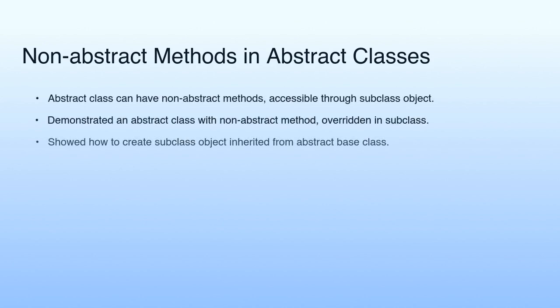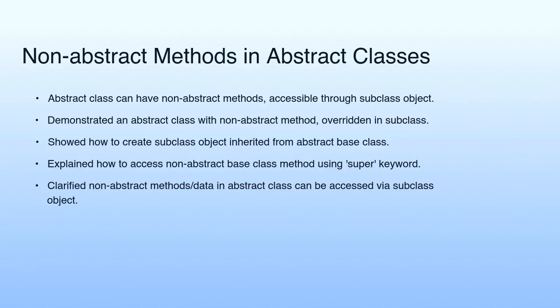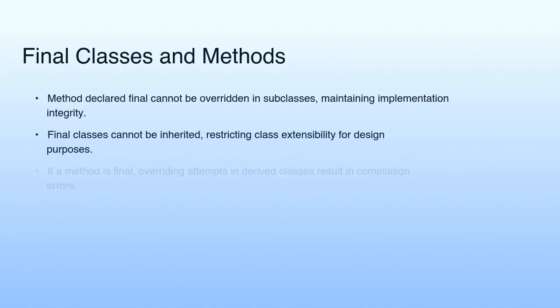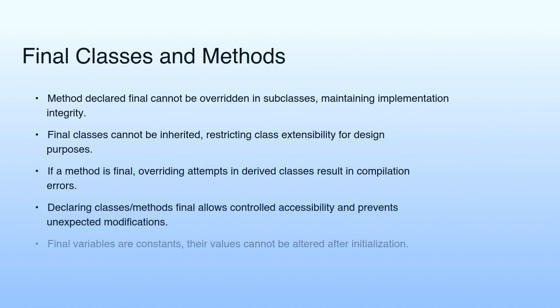An abstract class can have non-abstract methods that are accessible through the subclass object. The demonstration includes an abstract class with a non-abstract method overridden in the subclass. It shows how to create a subclass object inherited from the abstract base class and access the non-abstract base class method using the super keyword, clarifying that non-abstract methods and data in an abstract class can be accessed via the subclass object.